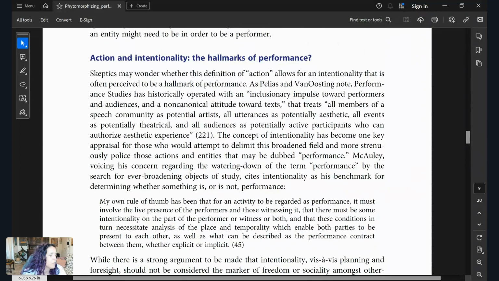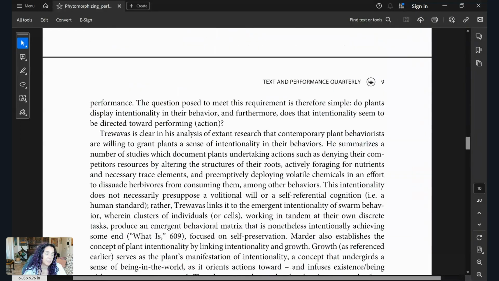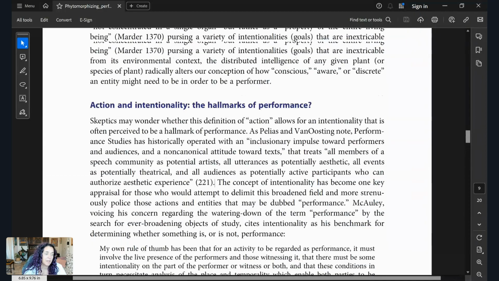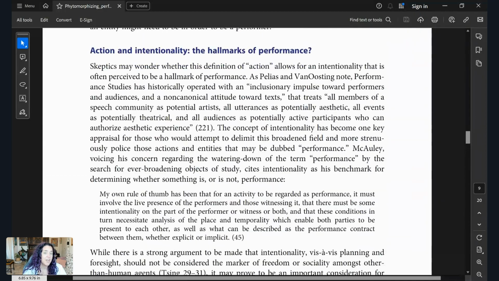I'm wondering whether action and intentionalities as the hallmarks of performance seems like a good place for us to start. I know that I'm stopping really early, and I'm kind of sad that I'm stopping early, but I feel like either I take up the time in I Am Plants to do this, or it'd just be better to do it next week. So I think we're going to stop right here because I am really getting into this, and I don't want to start the concept of the performance piece now.